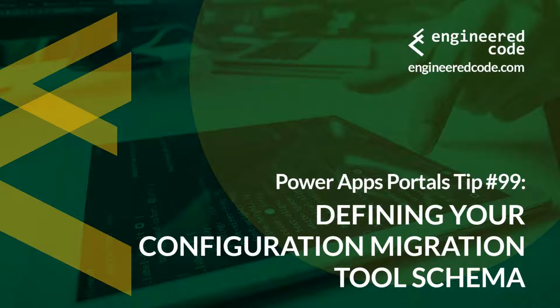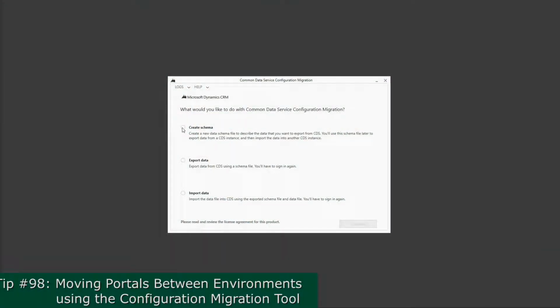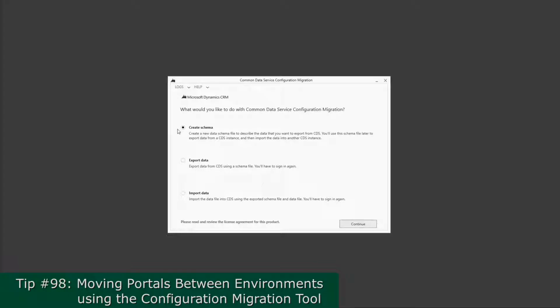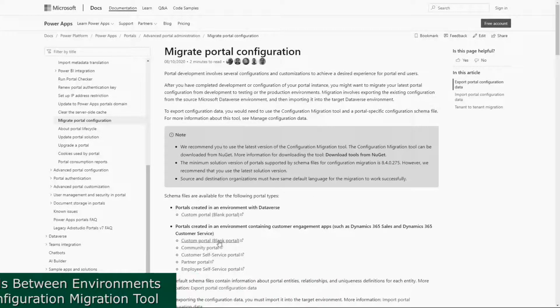My name is Nicholas Hayduke, and this is tip number 99, defining your configuration migration tool schema. In tip number 98, I provided a high-level overview of using the configuration migration tool for Power Apps Portals ALM. In this tip, I'll go into more details on defining your configuration migration tool schema.